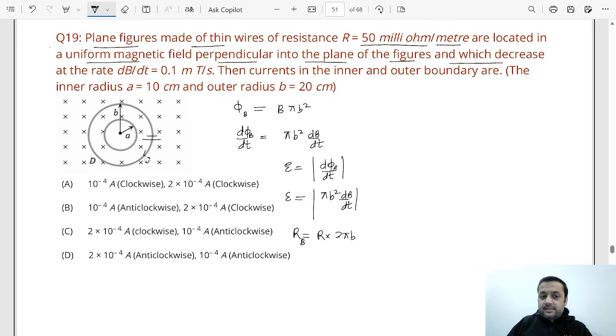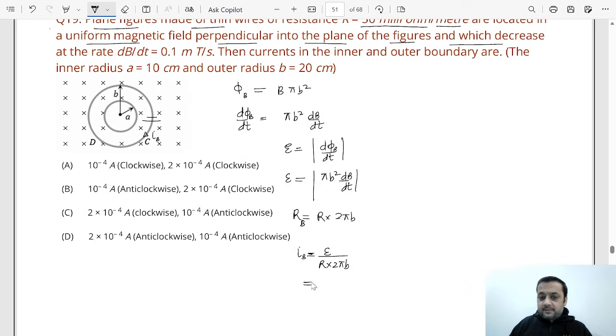So the idea here is, what is the current flowing in this, IB? The current flowing in this will be the total EMF induced, magnitude wise, upon R into 2 pi B. So this becomes pi B square into dB by dt upon R into 2 pi B. Now this pi gets cancelled, and this B and this B get cancelled. So this value becomes B by 2R into dB by dt. Notice one fact, that this current is proportional to the radius.